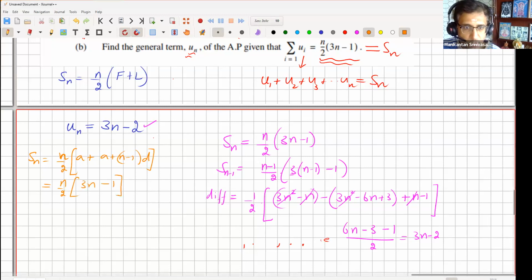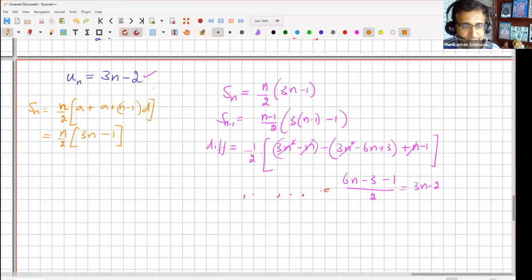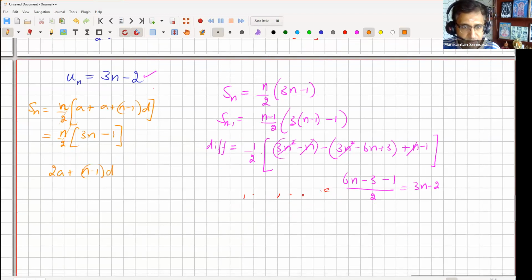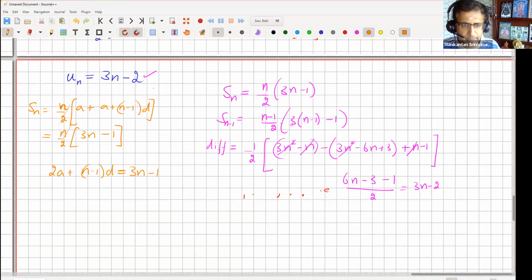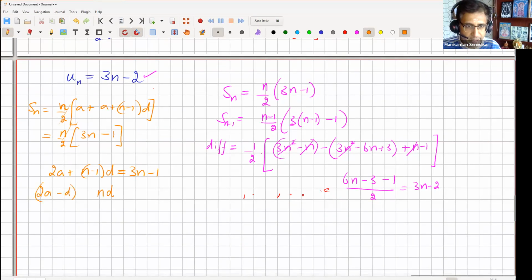Now, like before, we can just do a pattern match, right? N by 2 gets cancelled, right? N by 2 and this n by 2 are same. So effectively, I'm saying 2a plus n minus 1 times d is my 3n minus 1. Okay, so I'll collect the terms which are dependent on n together. So on the left hand side, it's n times d. And then the terms which are independent of n are the rest, 2a minus d, right? So 2a minus d plus nd. This should match with minus 1 plus 3n. The right hand side, I'm writing it as minus 1 plus 3n.